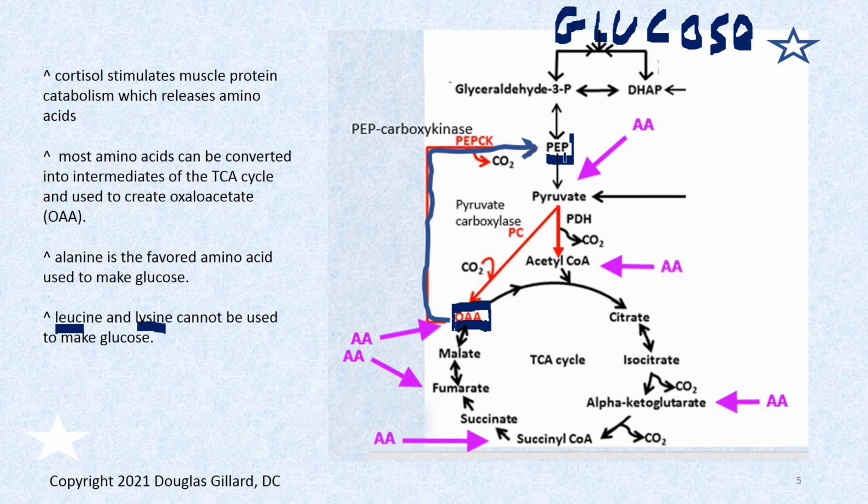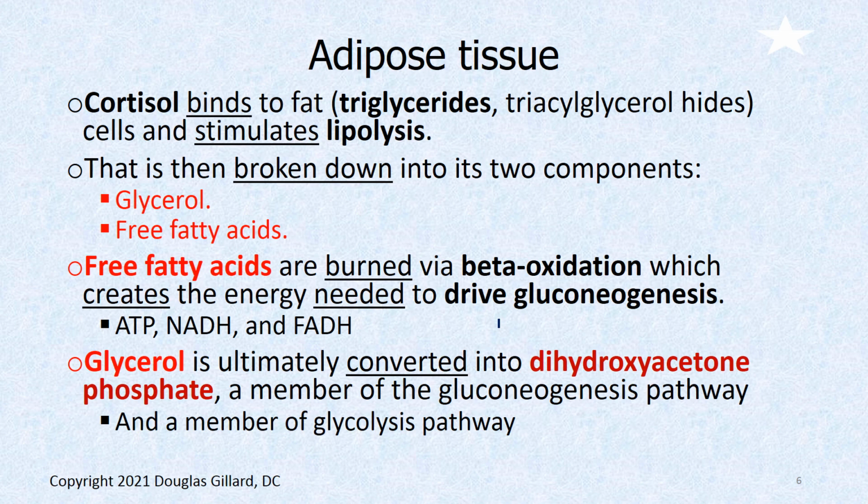But phosphoenolpyruvate, as it converts into pyruvate, can't go backwards. That's one of the irreversible steps. So pyruvate has to be routed around in a different way, but we'll get to that in a second. But for right now, on this slide, note the amino acids can go into many of the intermediates of the TCA cycle to ultimately make oxaloacetate, which can be run through gluconeogenesis. Got it? Adipose tissue, or fat: cortisol binds to fat and causes the breakdown of fat. Remember, fat is also known as triglycerides or triacylglycerides.